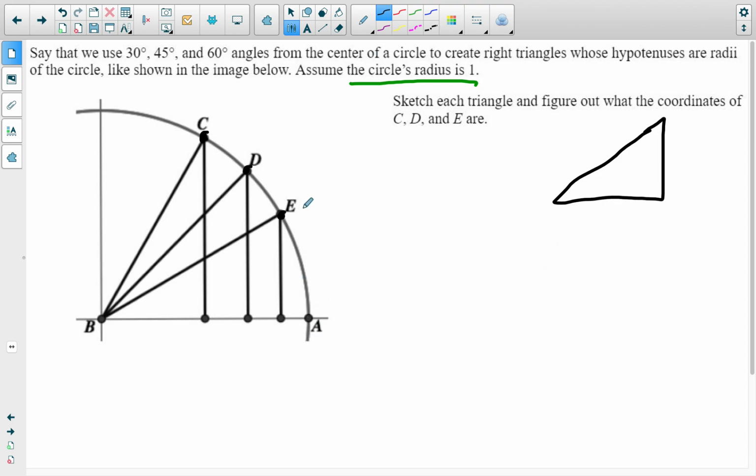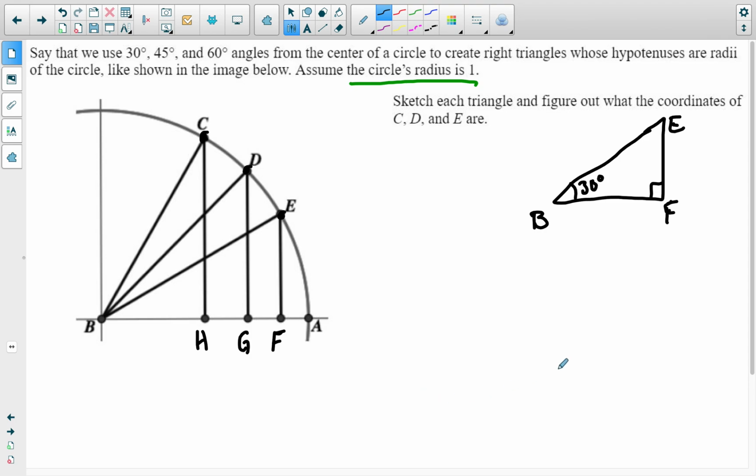First thing I'm going to do actually is put a bit of extra labels here. So that's going to be point F. This is going to be point G. And this will be point H. Okay. And then we can take this 30, 60, 90 triangle, which is F, B, E, and we're just going to kind of separate it out, give ourselves a little bit more space.